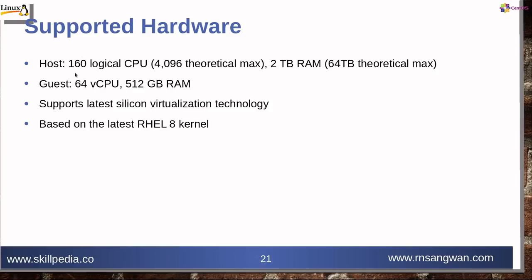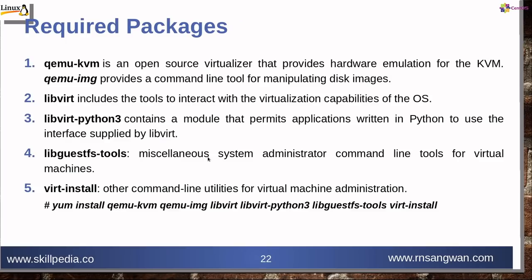Supported hardware for KVM: 160 logical CPUs, 4096 theoretical maximum, 2 terabytes of RAM, 64 terabytes theoretical maximum. For guests: 64 virtual CPUs, 512 GB RAM. It supports the latest silicon virtualization technology based on the latest RHEL 8 kernel, which is 4.18, I believe. Required packages: QEMU KVM, an open source virtualizer that provides a hardware emulator for KVM. QEMU IMG provides a command line tool for manipulating disk images. We are going to look at these packages also.